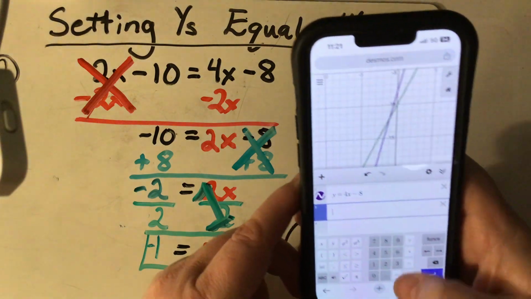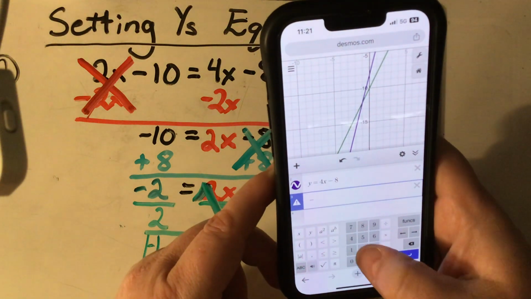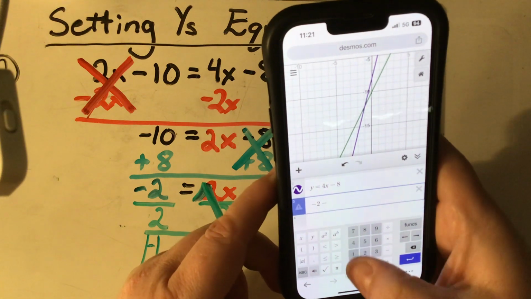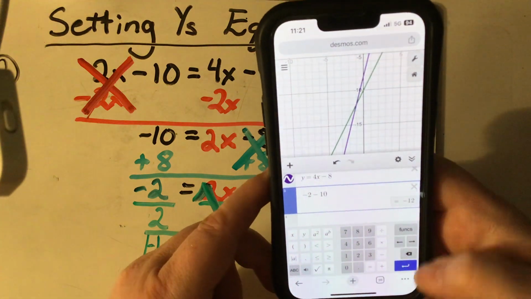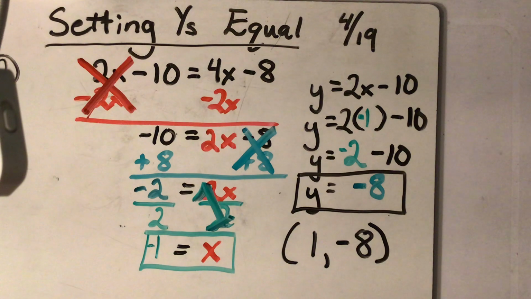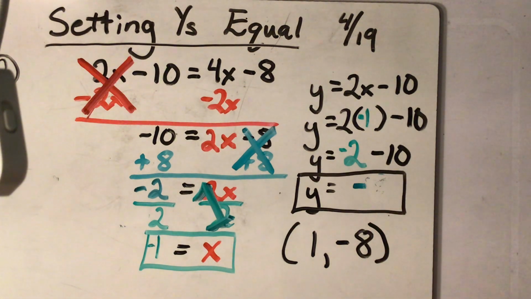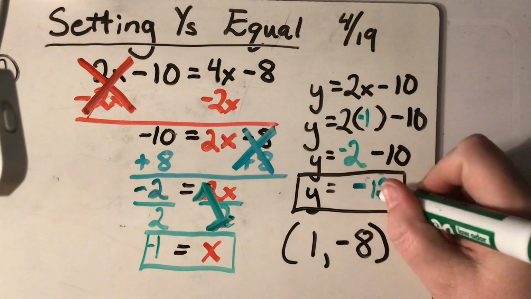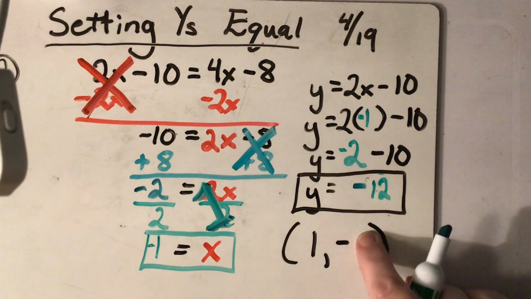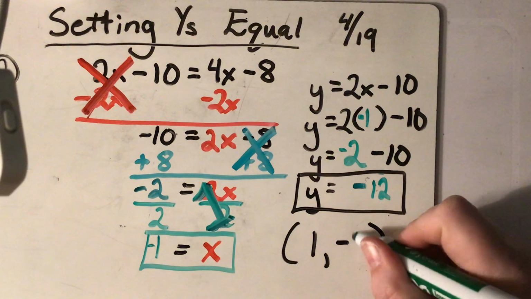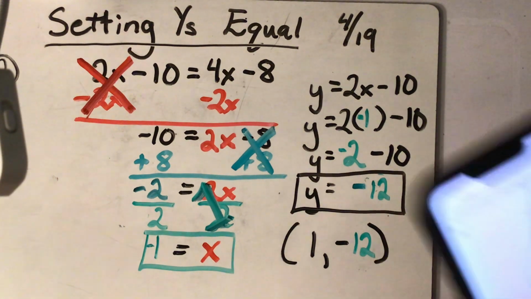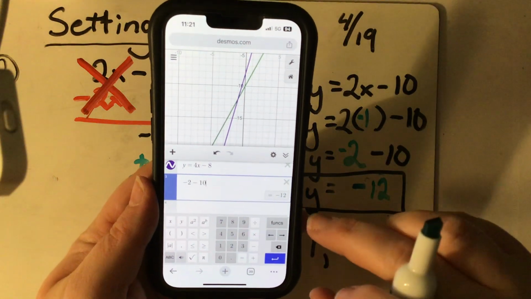Let's see. Negative 2 minus 10, come on, negative 12. That's where I messed up, right there. See, I'm human, I make mistakes. Negative 12, which changes my answer down here to a negative 12, which is exactly what we see on Desmos.